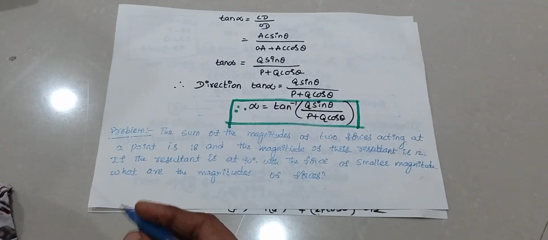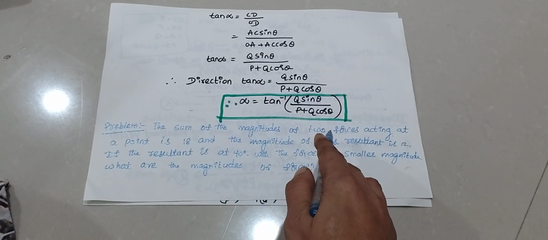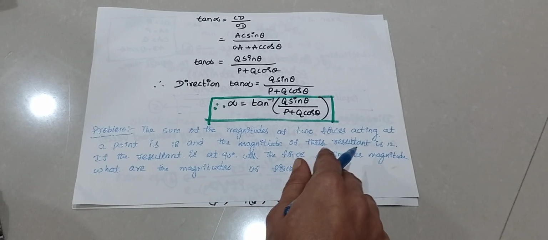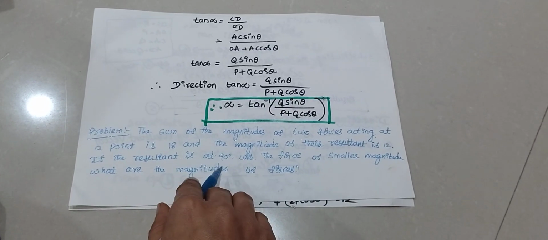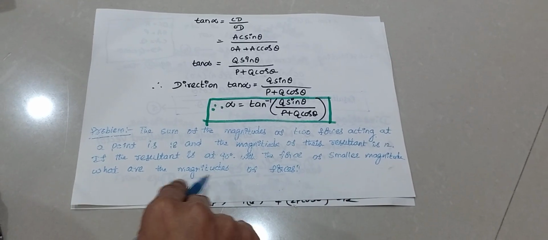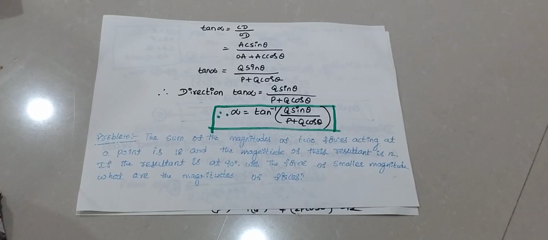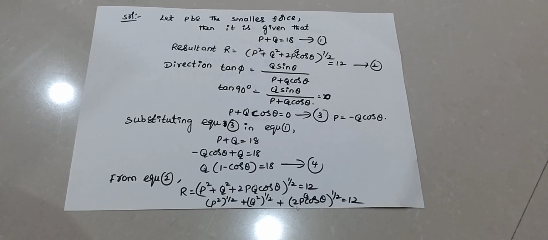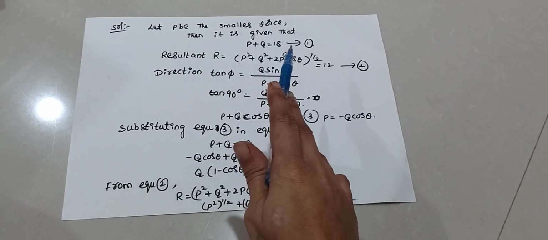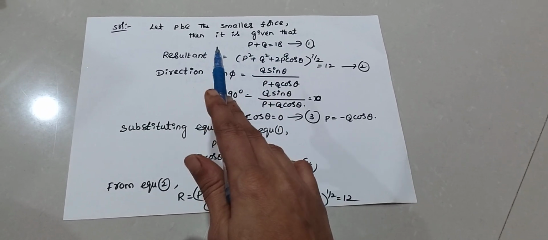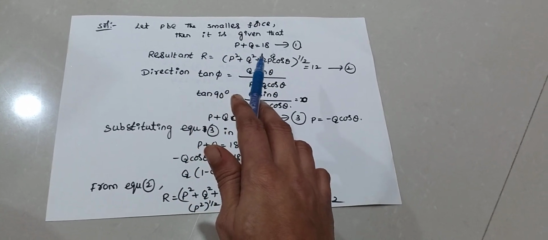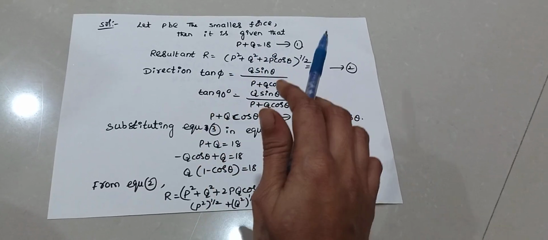Next, this is the problem. The sum of the magnitudes of two forces acting at a point is 18 and the magnitude of their resultant is 12. If the resultant is at 90 degrees with the force of smaller magnitude, what are the magnitudes of the forces? Let P be the smaller force. Then P plus Q is equal to 18, as given in the problem.